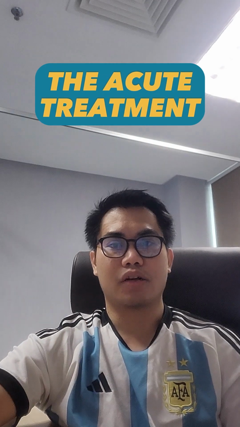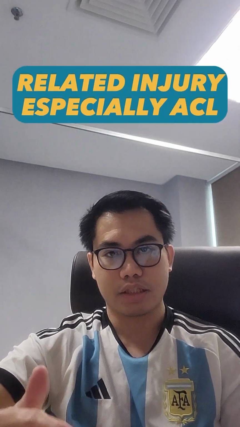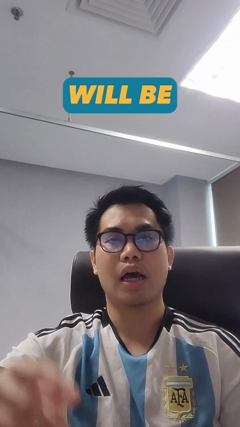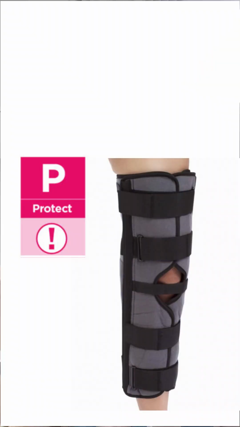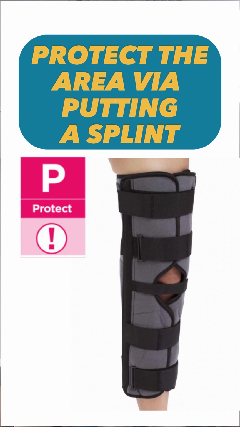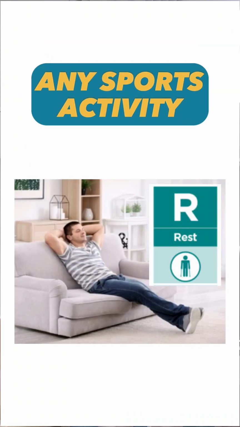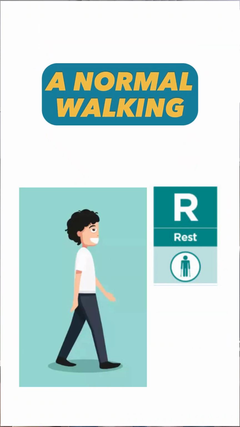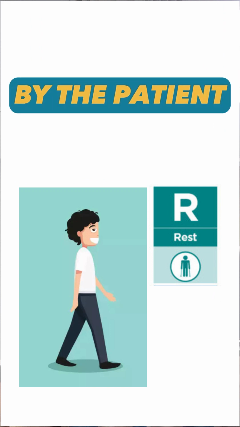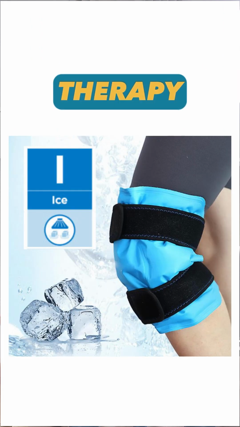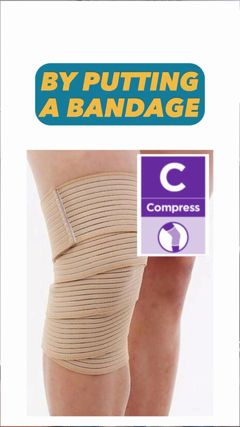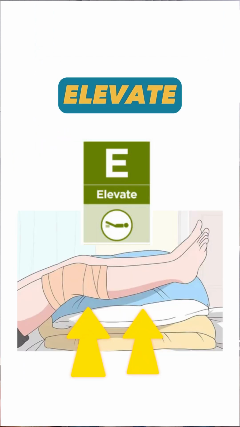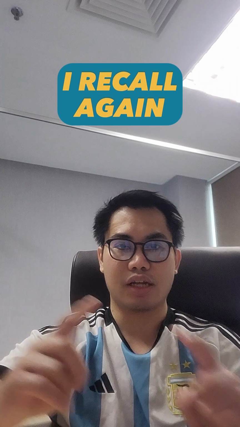The acute treatment of any sports related injury, especially ACL, will be PRICE. Remember, PRICE. Protect the area via putting a splint. Rest from any sport activity, but maintain a normal walking as tolerated by the patient. I is ice therapy. C is compression by putting a bandage. And E, elevate of the injured area. I recall again, PRICE.